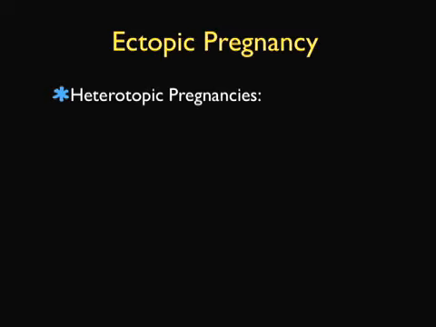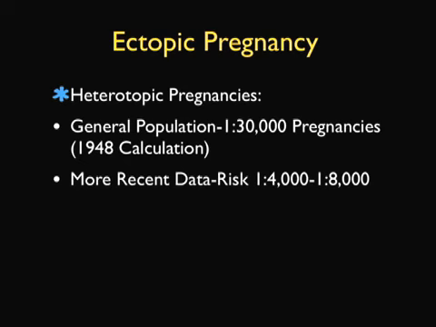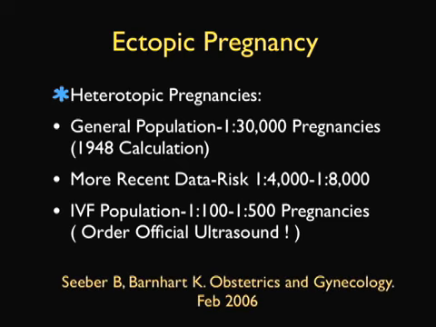A question that often arises in a discussion of ectopic pregnancy is what is the risk of a heterotopic pregnancy, where I have one intrauterine pregnancy and a second embryo growing in an ectopic location. Well, in 1948, in the general population, the risk of heterotopic pregnancy was calculated at about 1 in 30,000 pregnancies. However, more recent data show an increased risk, mainly because of the increasing amount of in vitro fertilization in our population. In the general population, the risk is now thought to be as high as 1 in 4,000 to 1 in 8,000, but in the in vitro fertilization population, it can be as high as 1 in 100 to 1 in 500.